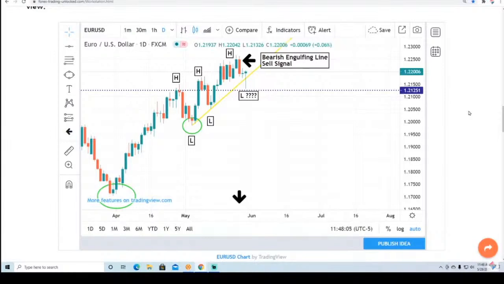So this one was about trend dynamics and the introduction of the basic things that you need to be aware of for trading Forex.